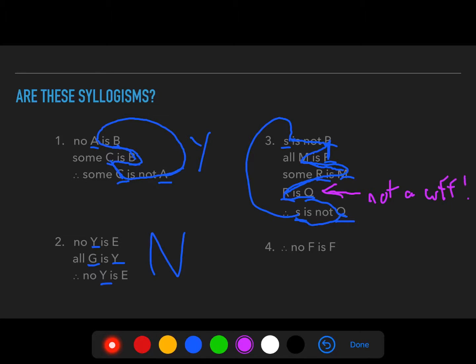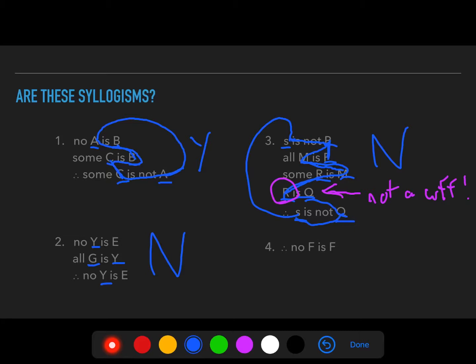It's not a well-formed formula because it starts with a capital letter. And if you know the syllogistic language, you know that no woof starts with a capital letter. Capital letters refer to categories, and categories have to be quantified. You have to say how much of the category we're talking about: all, some, or none. So capital letters have to have one of those words in front of them. We can't start the sentence with just a capital letter. So this is not going to count as a syllogism for a different reason.